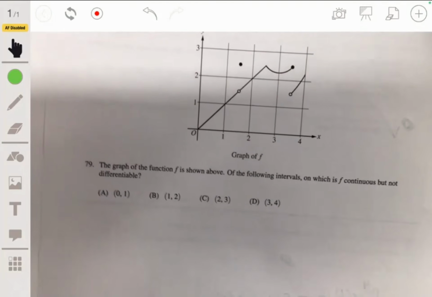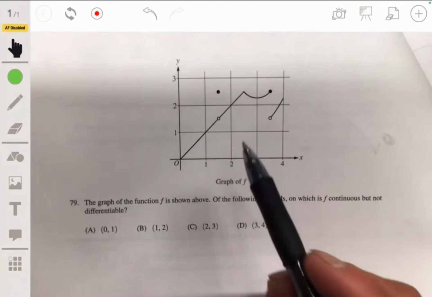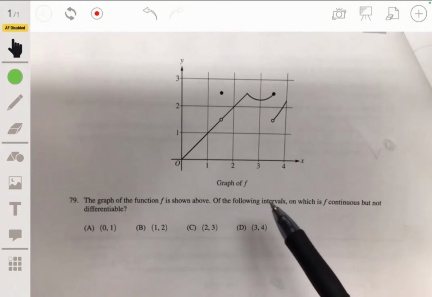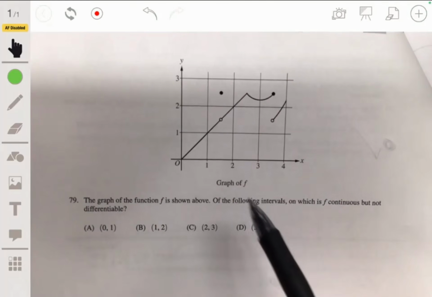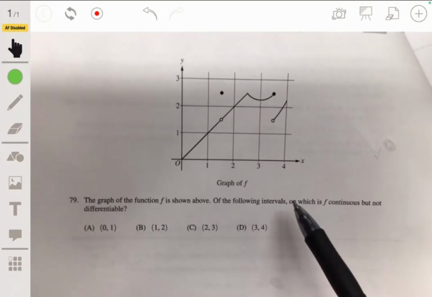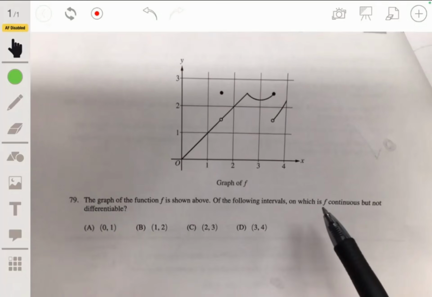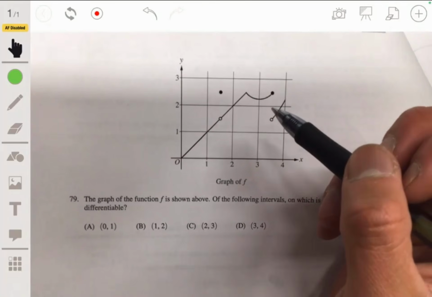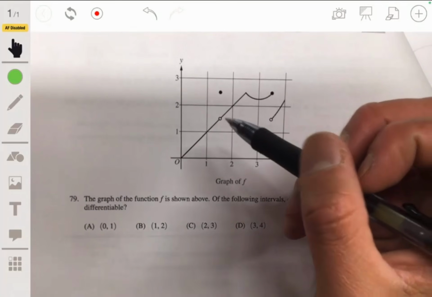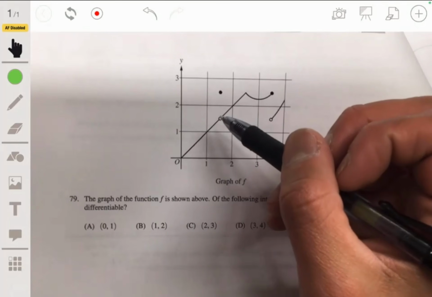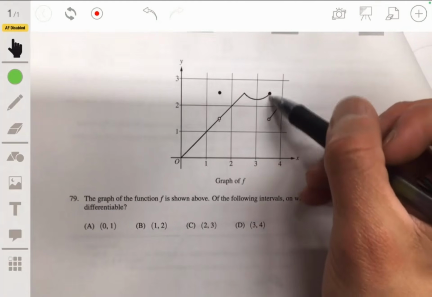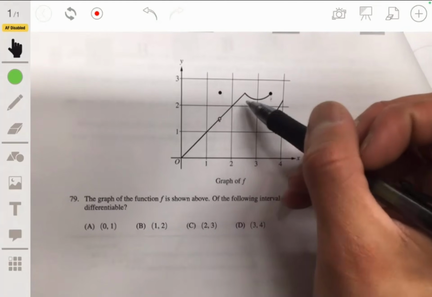Here's 79. We're given this graph of f, and we were asked to figure out on which intervals f is continuous but not differentiable. Okay, so remember, it's continuous when you don't have any holes or points of discontinuity. So there's a point of discontinuity here and here. You have a jump and a hole here.